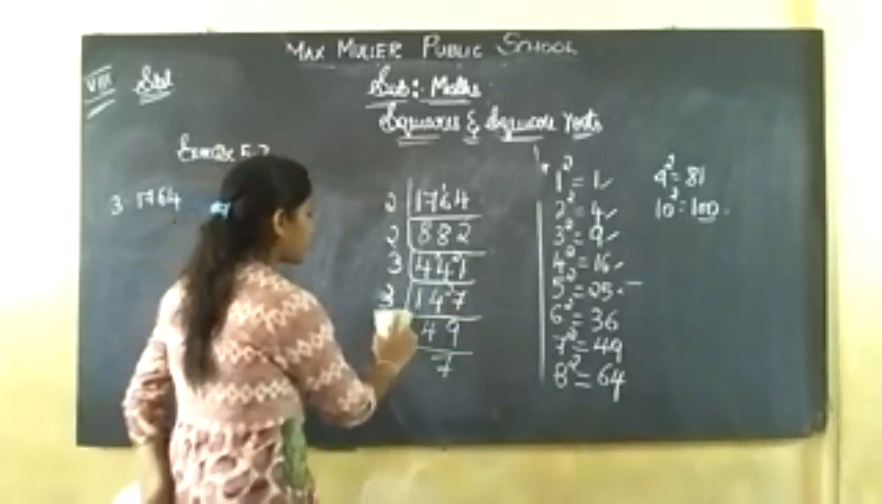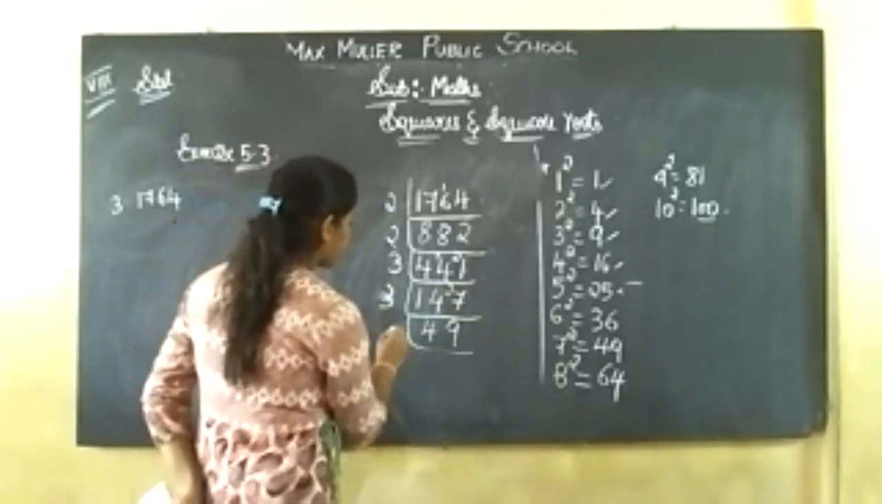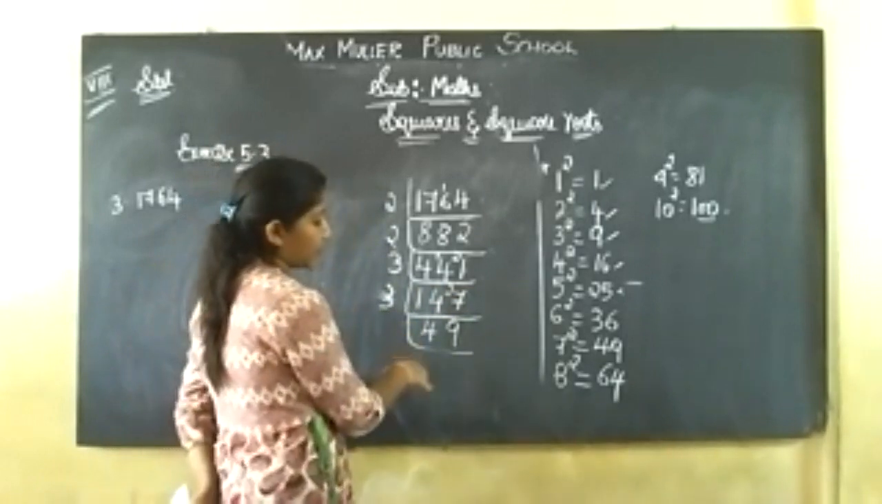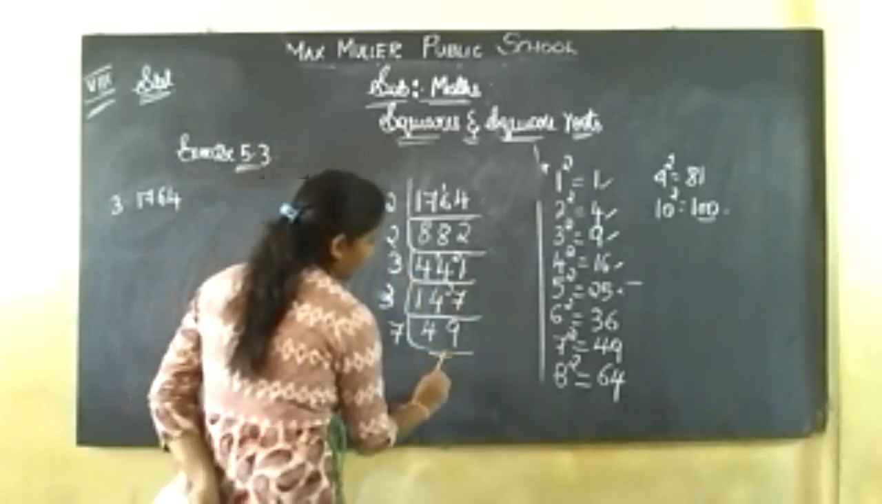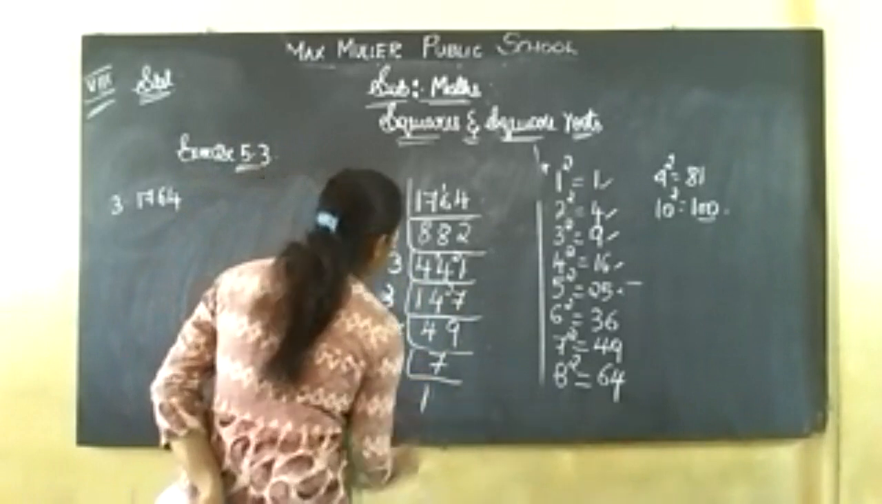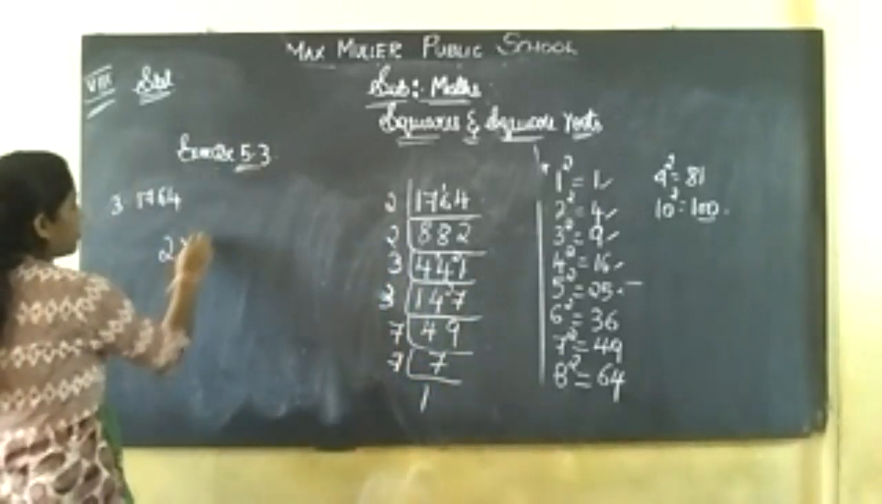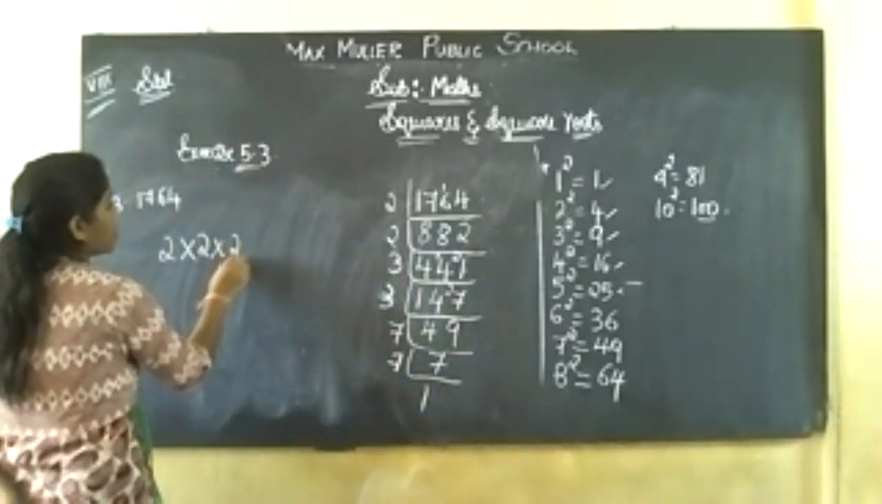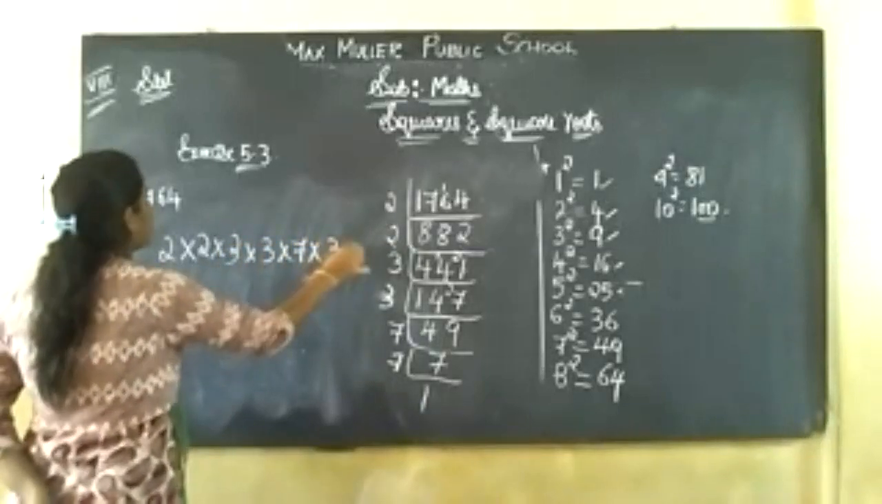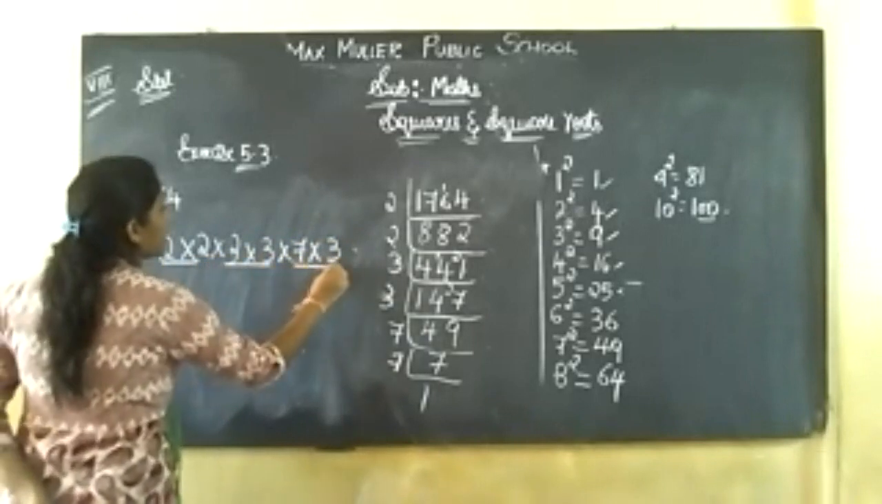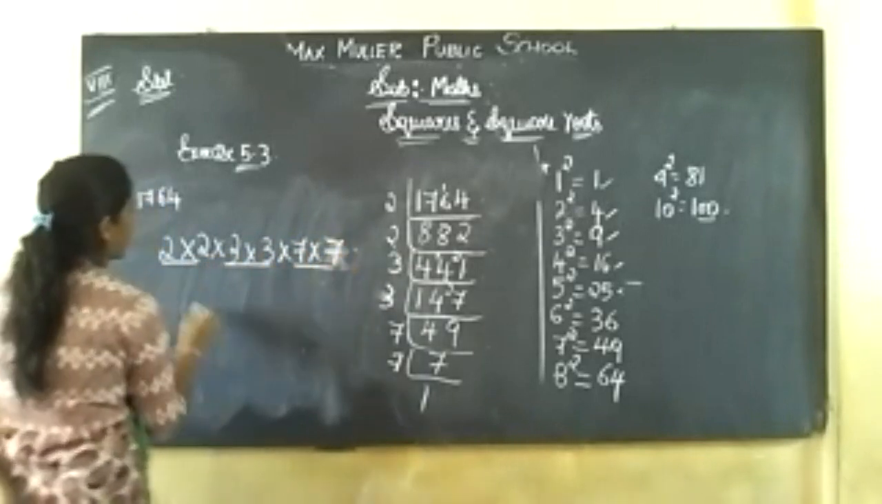Can you do it for 3 also? No, you can't do 3. 3 1s are 3, 1 carry, 19, it will not work. So directly 7 7s are 49. 7 1s are 7. So your pair numbers are 2 cross 2, 3 cross 3, 7 cross 7. So here 2, 3 and 7.